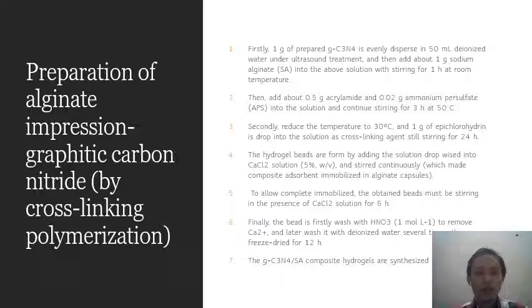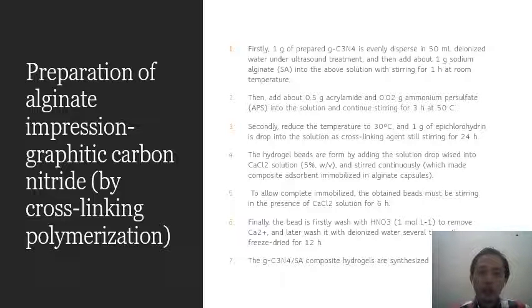Alright, for this slide, I would like to talk about the preparation of alginate impression graphitic carbon nitride through a method called cross-linking polymerization. Firstly, 1 gram of prepared graphitic carbon nitride is evenly dispersed in 250 ml deionized water under ultrasound treatment. And then add about 1 gram of sodium alginate into the above solution while stirring it for 1 hour at room temperature. Later on, add about 0.5 gram acrylamide and 0.02 gram ammonium persulfate into the solution and continue stirring for 3 hours at 50 degrees C.